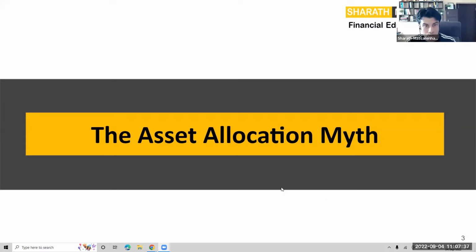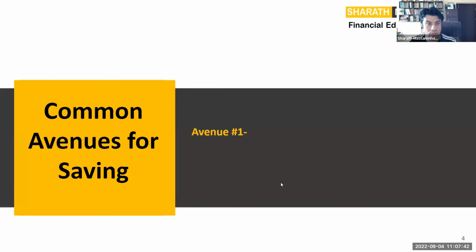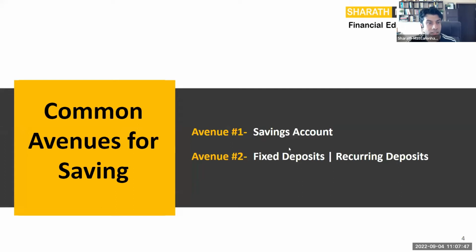And now we've understood the asset allocation myth. So common avenues that we have for savings are one, your savings account, and two, your fixed deposits and recurring deposits. While there are so many more, the only two instruments I'm focusing on right now are these because that's where the bulk of our money is lying. Does anybody have money elsewhere other than these two instruments? Predominantly, when the money comes in, if there is extra liquidity, it's either sitting in our savings account or in our fixed deposit. Is that correct?